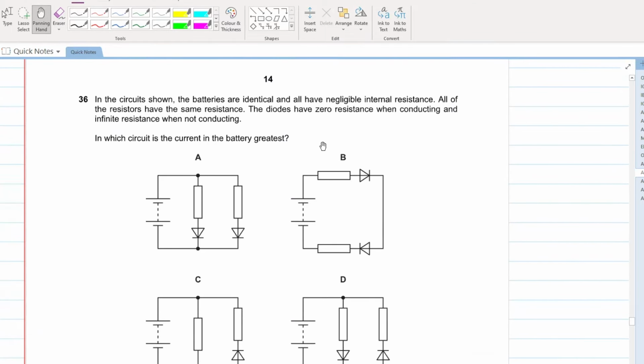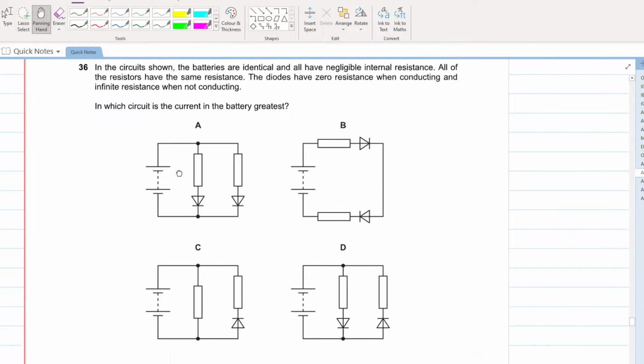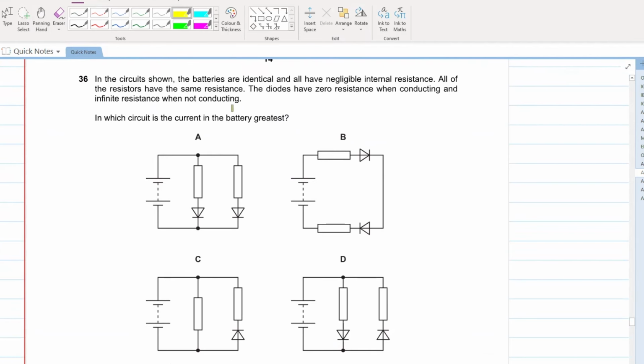In the circuit shown, the batteries are identical and all have negligible internal resistance. भाई सारी batteries identical हैं और all have negligible internal resistance. All of the resistors have the same resistance. The diodes have zero resistance when conducting and infinite resistance when not conducting. Perfect. In which circuit is the current in the battery greatest?